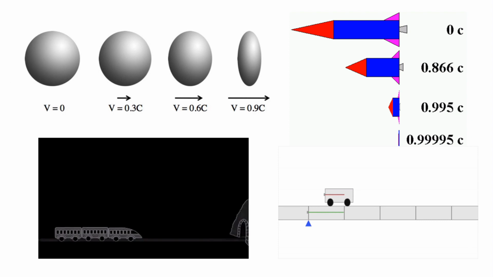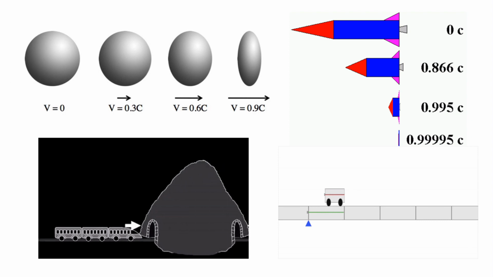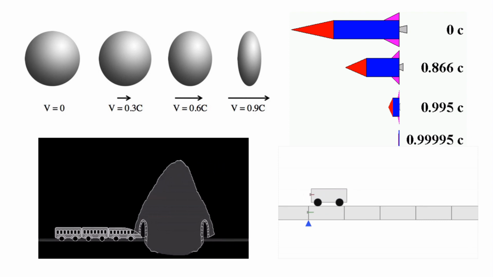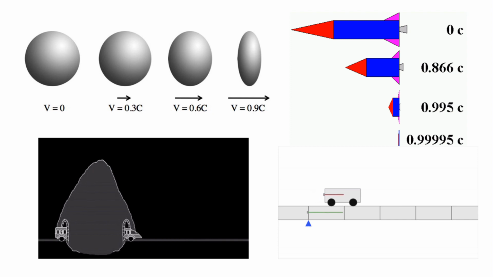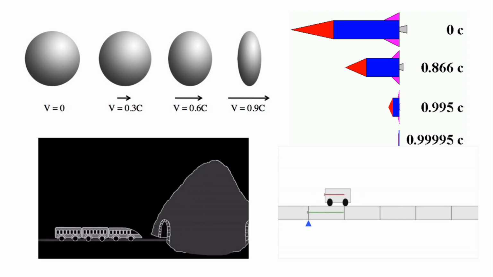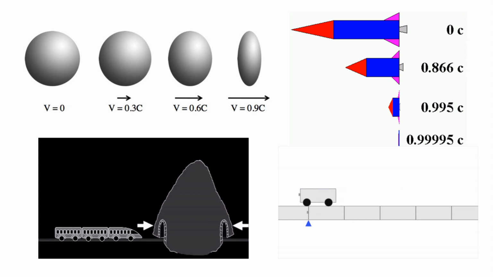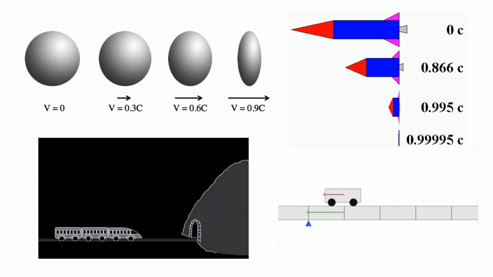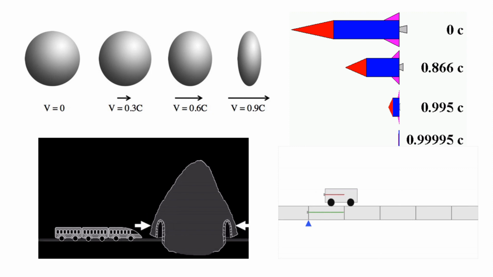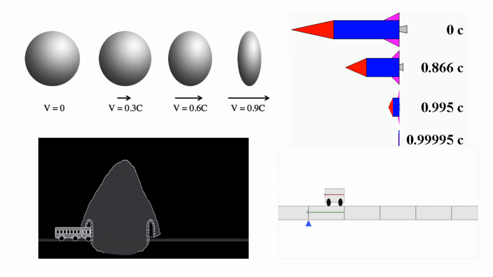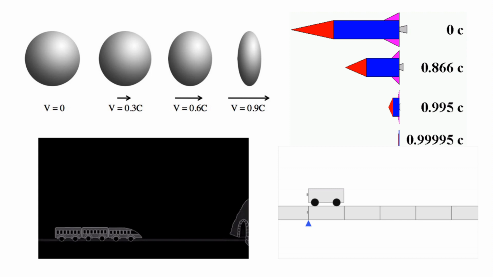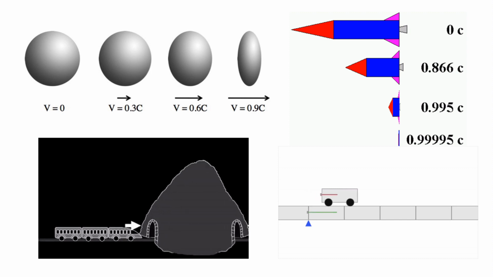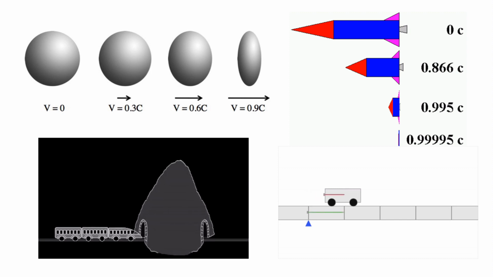Take a look at these illustrations. They tell you that length contraction is not some science fiction, but a very real thing. The sphere appears to be spherical when it is at rest, but as the speed approaches the speed of light, the radius in the direction of motion decreases. Similarly, the size of the rocket decreases as the speed approaches the speed of light.